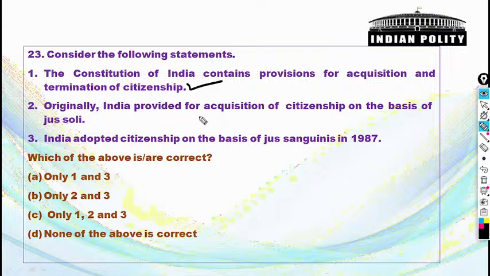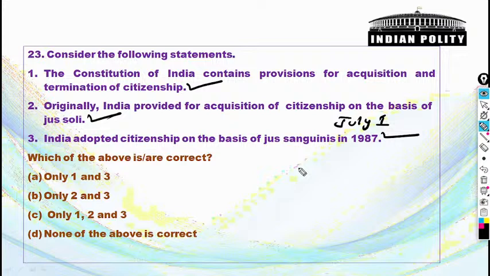Originally, India provided for acquisition of citizenship on the basis of jus soli. Yes. India adopted citizenship on the basis of jus sanguinis, blood relationship, from July 1, 1987. A child born after July 1, 1987 is a citizen of India if either of his or her parents is an Indian at the time of birth.